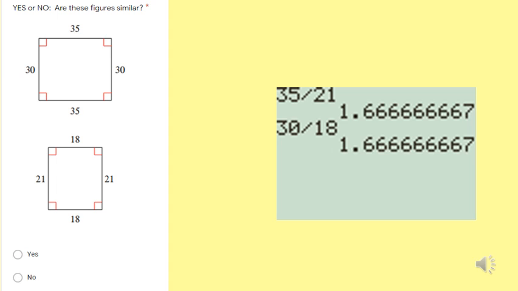Now, when you do that, you've got to match up long with long and short with short. So I put 35 together with 21 because that's the longer side of each of these rectangles. And then 30 goes together with 18. Those are the shorter sides. You notice I divided both of those and I got 1.6 repeating. Since those are the same, that's why this one's got to be yes.